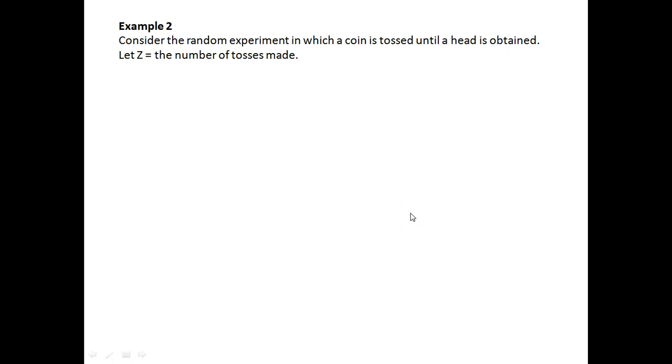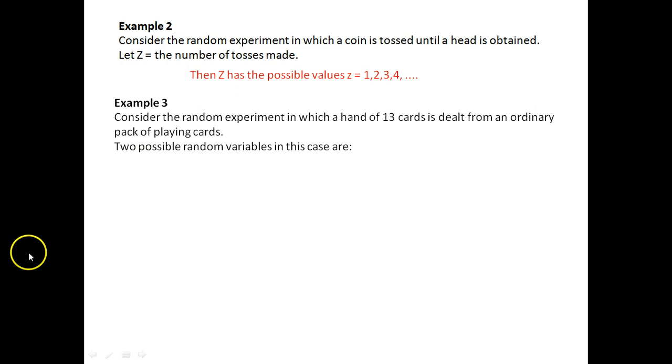Example 2. Consider the random experiment in which a coin is tossed until a head is obtained. Let Z denote the number of tosses made. Then the possible values would be 1 toss and you'd get a head, or 2 tosses before you get a head, and so on. So that could go on forever.